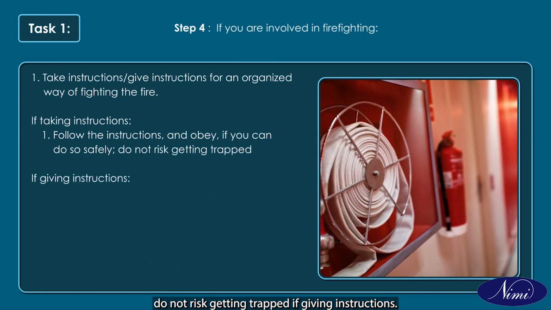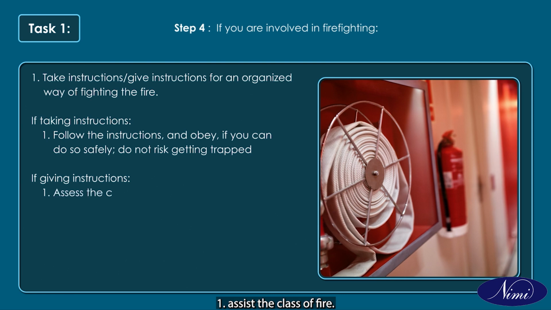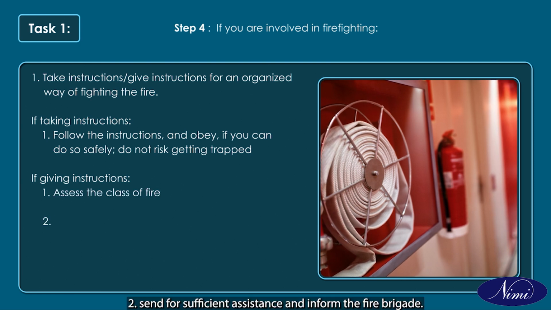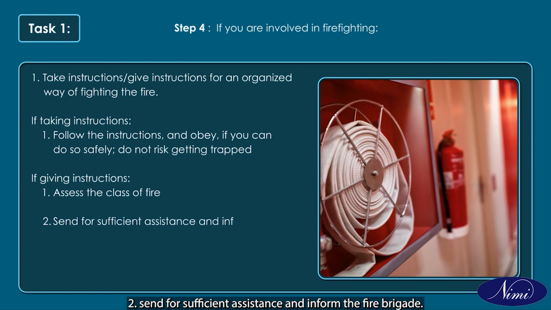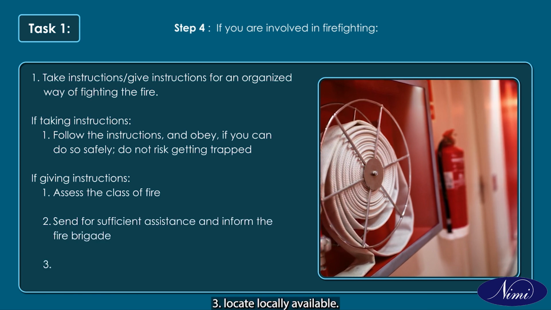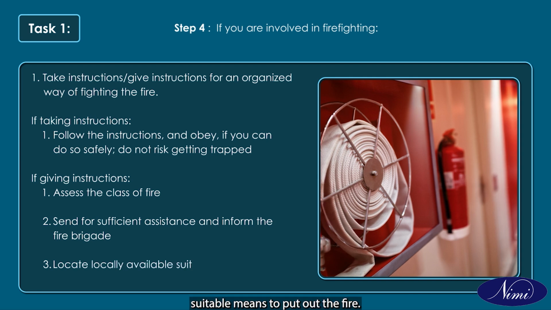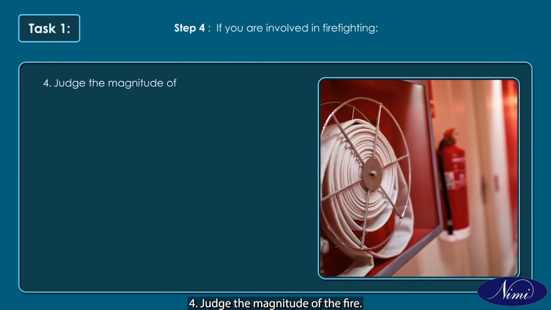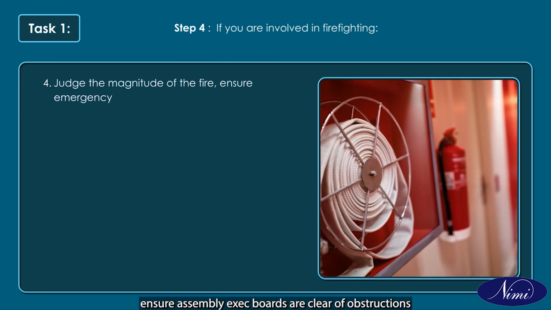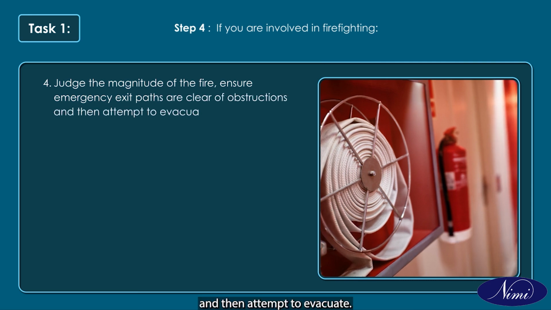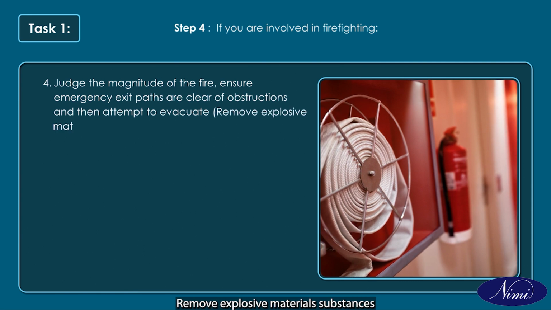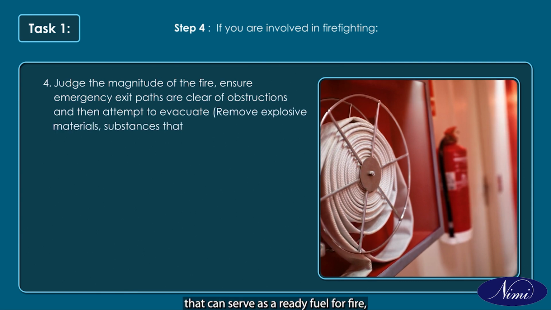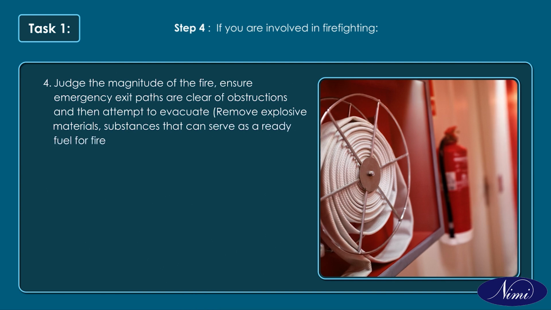If giving instructions. Number 1. Assess the class of fire. Number 2. Send for sufficient assistance and inform the fire brigade. Number 3. Locate locally available suitable means to put out the fire. Number 4. Judge the magnitude of the fire. Ensure assembly exit paths are clear of obstructions and then attempt to evacuate. Remove explosive materials and substances that can serve as ready fuel for fire within the vicinity of the fire break.